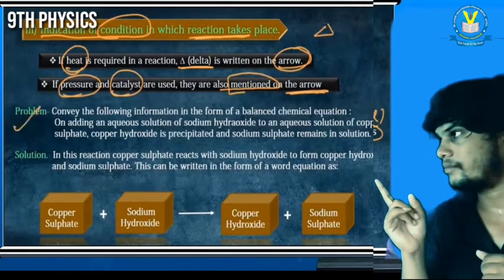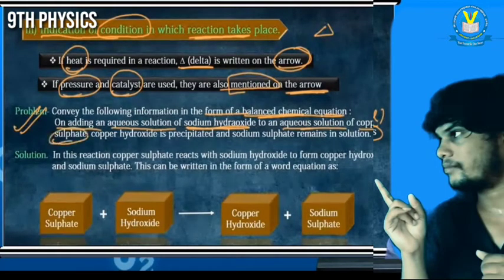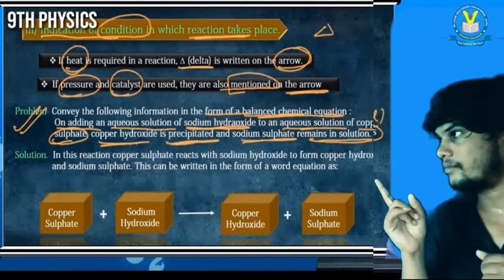Let's look here. Here they have given a problem. Convey the following information in the form of a balanced chemical equation. On adding an aqueous solution of sodium hydroxide to an aqueous solution of copper sulfate, copper hydroxide is precipitated and sodium sulfate remains in solution. First of all, we have to write the given statement in word equation form. Then I will convert that word equation into a chemical equation.